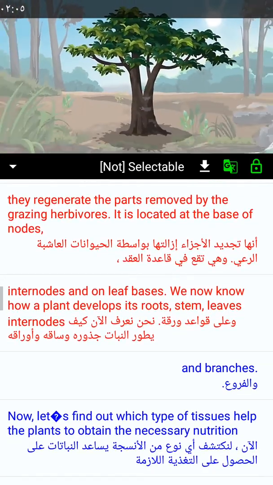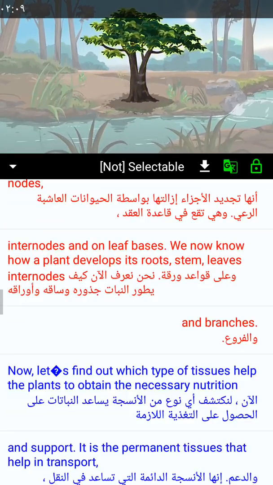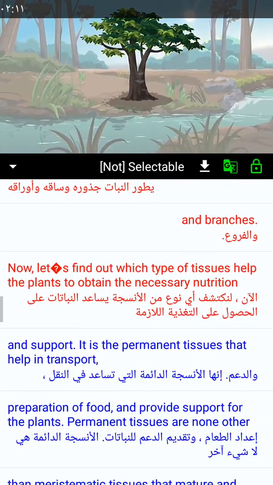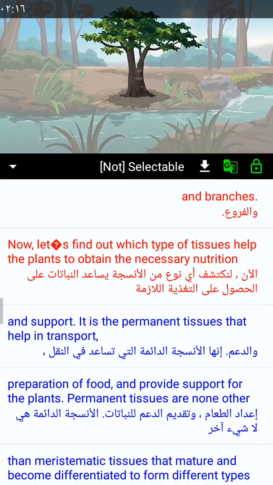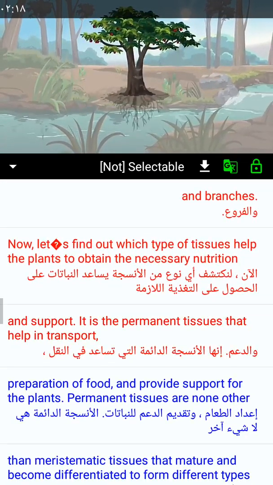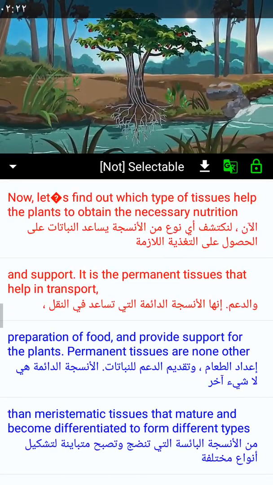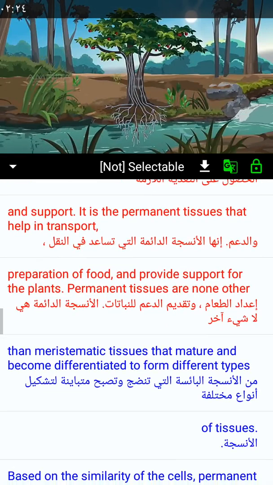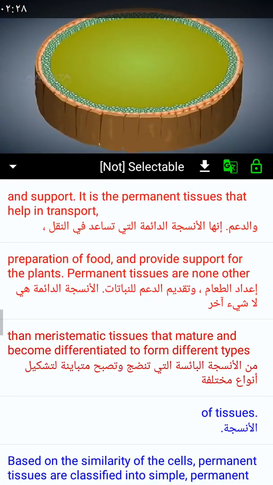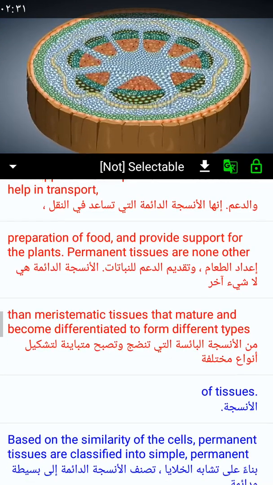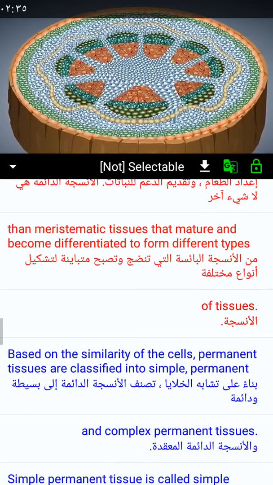We now know how a plant develops its roots, stem, leaves, and branches. Now, let's find out which type of tissues help plants to obtain necessary nutrition and support. It is the permanent tissues that help in transport, preparation of food, and provide support for the plant. Permanent tissues are none other than meristematic tissues that mature and become differentiated to form different types of tissues.